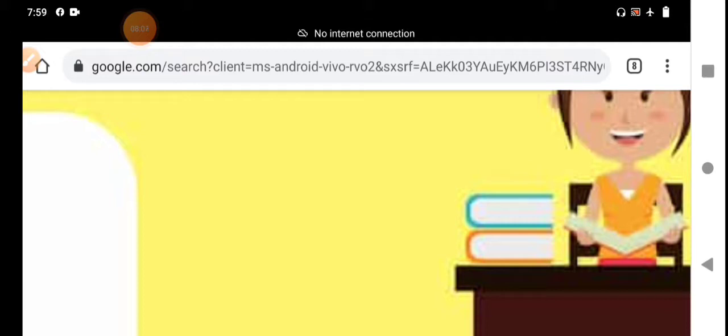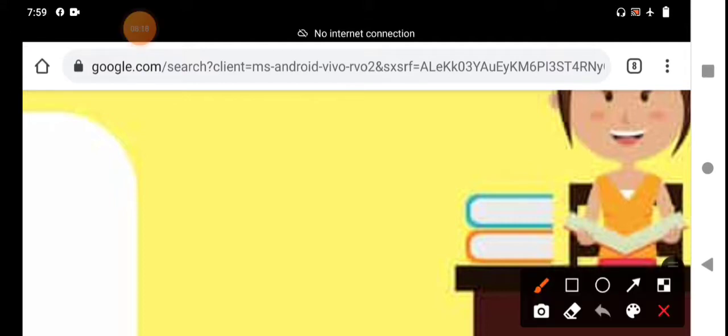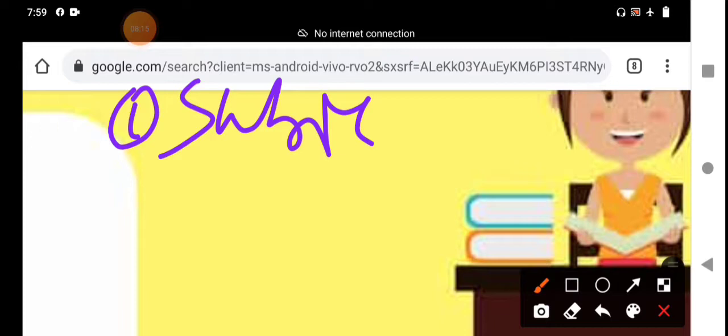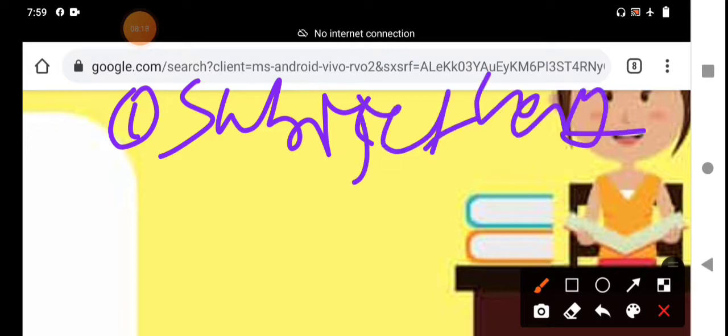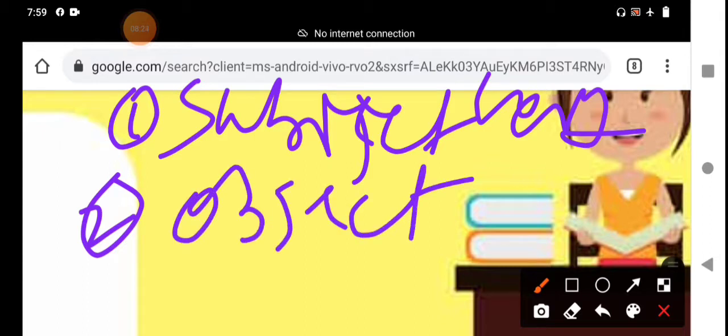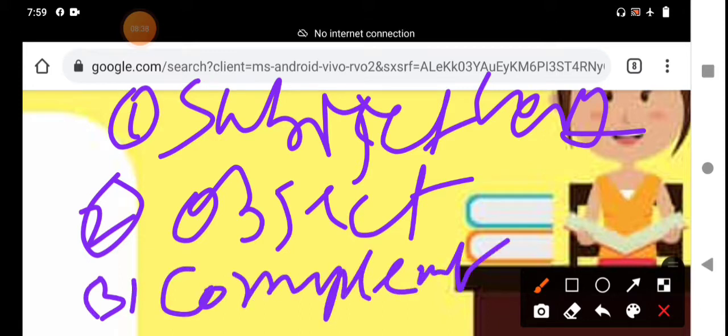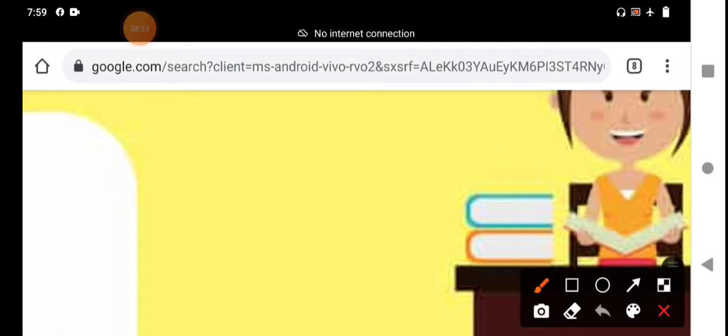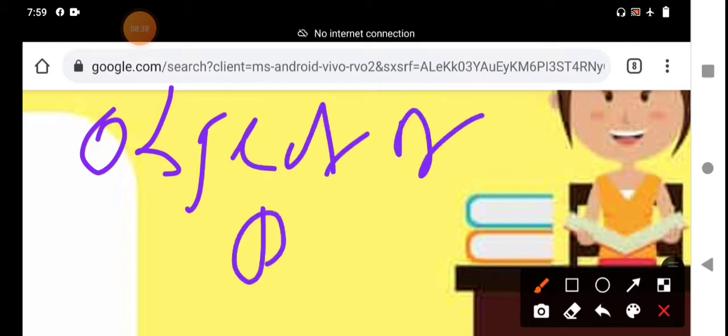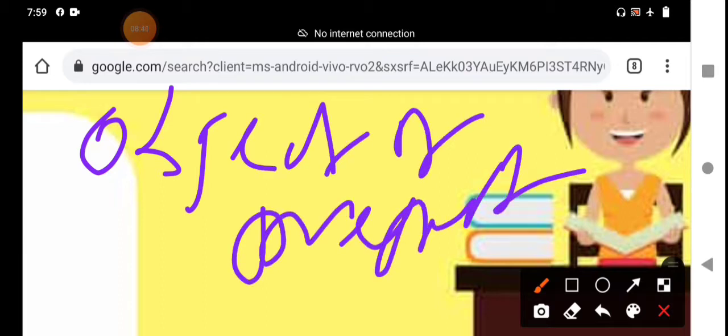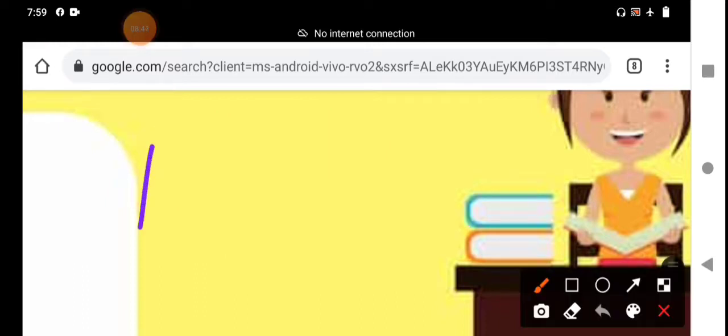What are the functions of the noun? Number one is subject of the verb. That is the first function. Number two is object of the verb. Number three is complement of the verb. Fourth function is object of the preposition. Another function is noun in opposition.